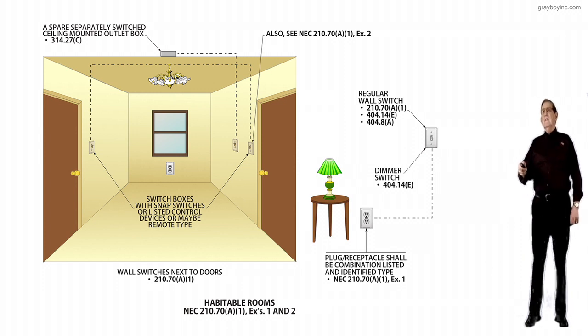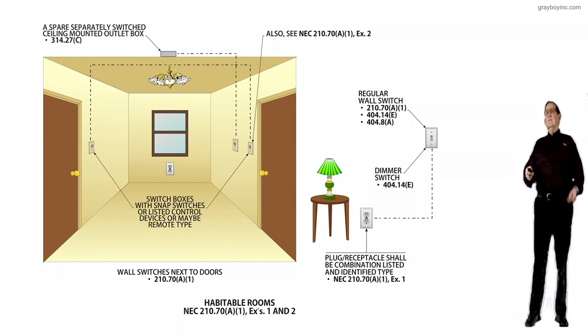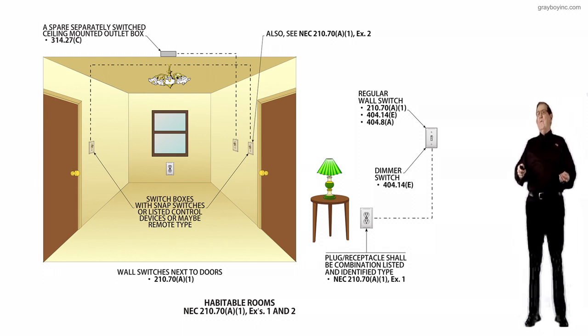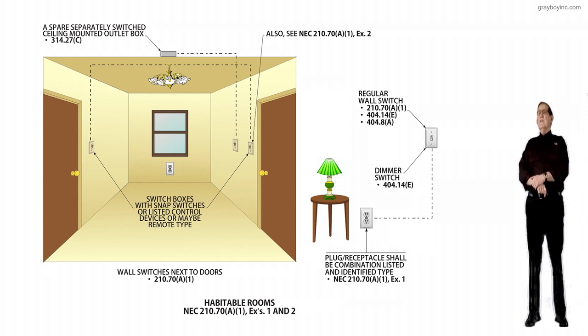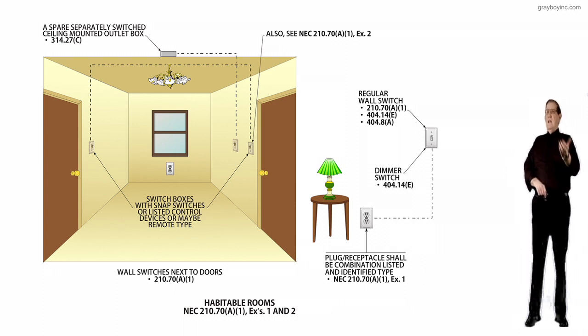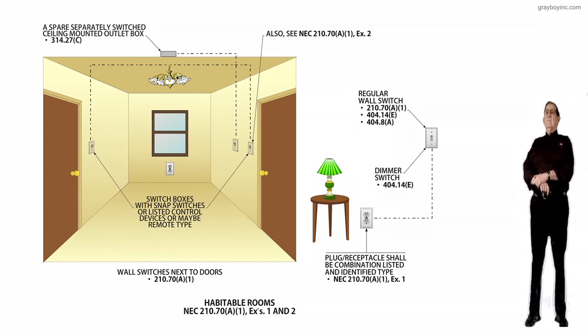And then the regular wall switch is in 210.70(A)(1). But in 404, we deal with switches. And 404.14(E) and 404.8(A) give you additional information that helps you understand 210.70(A)(1), where you can locate them and so forth.